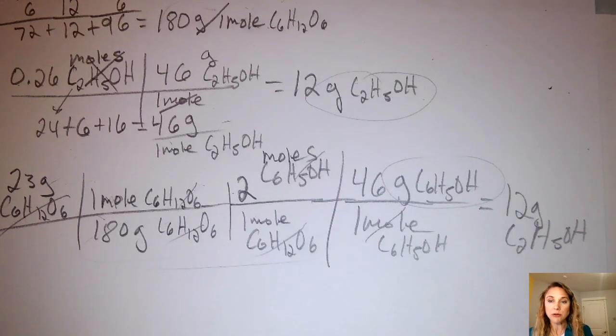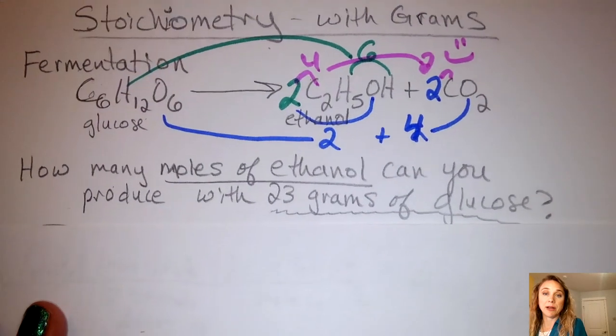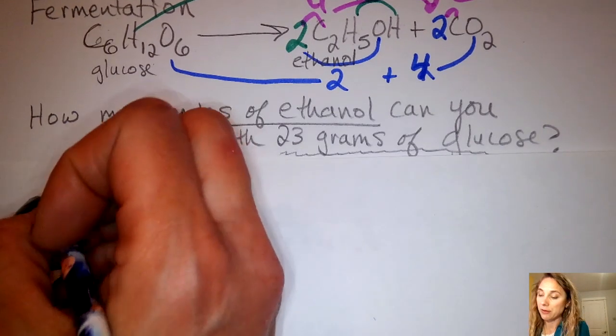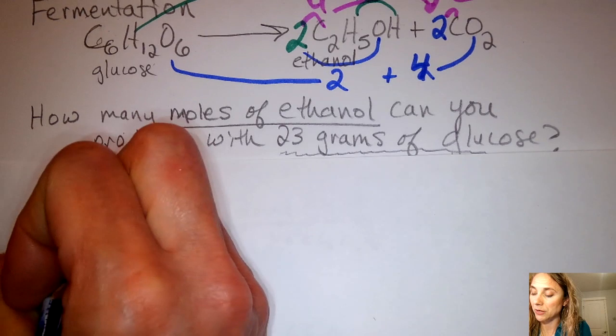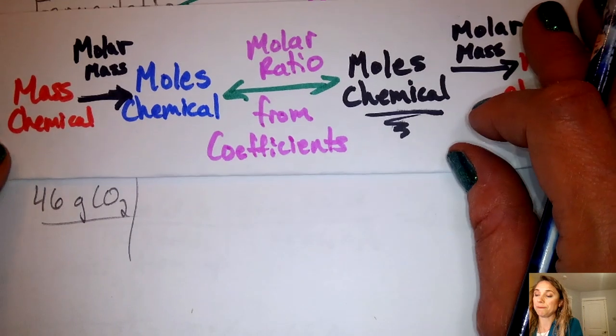So let's just do one more calculation with this reaction, okay? Let's find out how many grams of glucose it takes in this reaction to form 46 grams of CO2. All right, let's try that. So we're still using the fermentation, same molar ratio, same chemical formula, and this time we are starting with 46 grams of CO2.